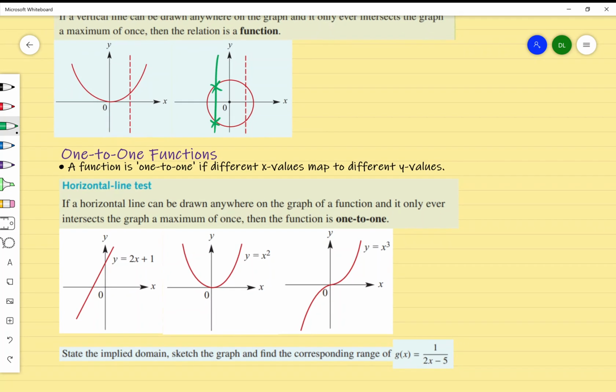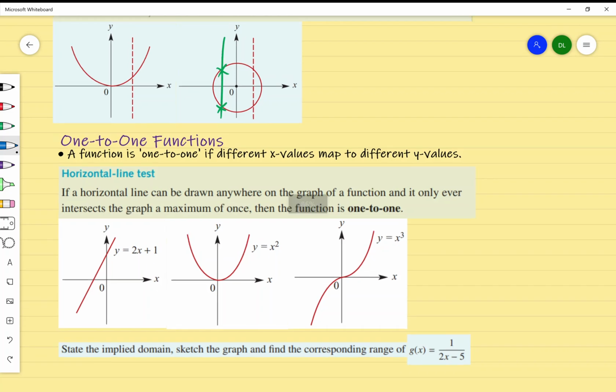In the same vein, we're looking at the idea of one-to-one functions, which is a function that has different x values mapping to different y values. Basically, all that's saying is that if a horizontal line can be drawn anywhere in the graph of a function, and it only ever intersects the graph at a maximum of once, then the function is one-to-one. Basically, it's just saying that if I have a certain y value, I can only ever have one x value to get to that value. I know it's a lot of jargon there, but let's go through and demonstrate what it means visually.